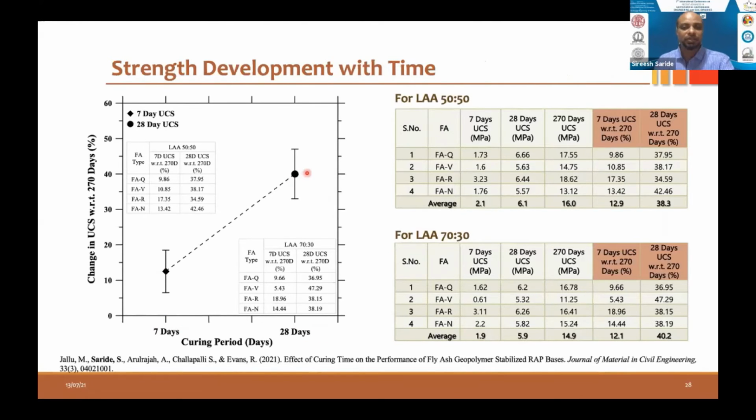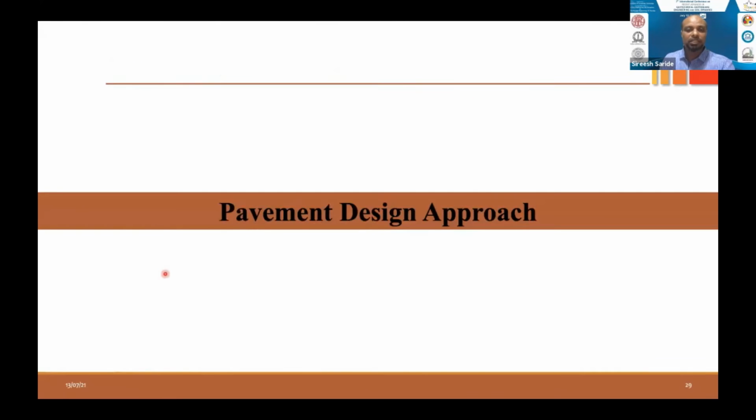Ultimate value here is considered as 270 days, but 7 days and 28 days are having about 12% strength at 7 days, and the concrete is achieving about 40% at 28 days. That means this information is very useful for the field engineers, because right after construction, what is the strength they are expecting, and based on that, they will go for the next layer construction, or even moving the construction equipment on these layers. So up to 7 days is actually a minimum period that we don't want to disturb the layer, so that it will achieve at least 10 to 15% of the ultimate strength.